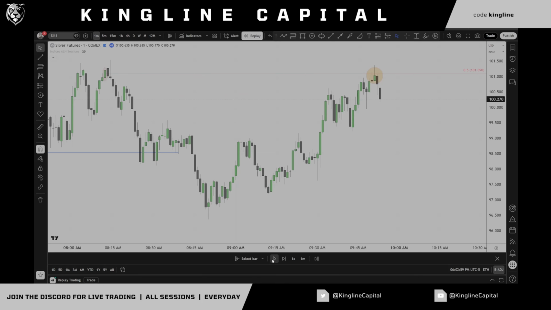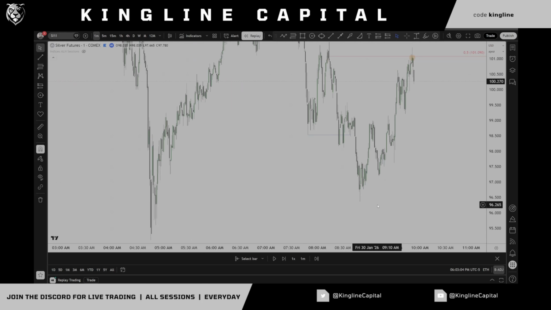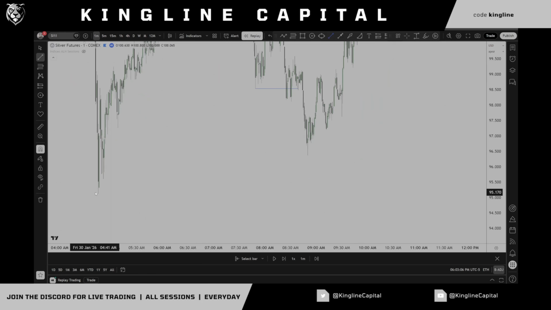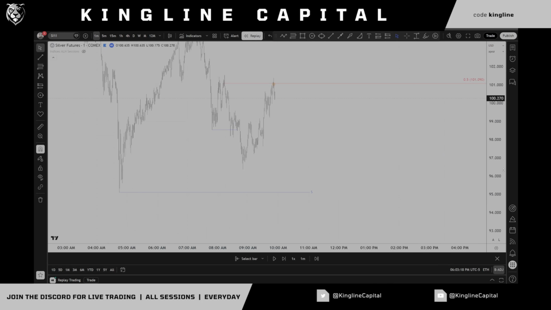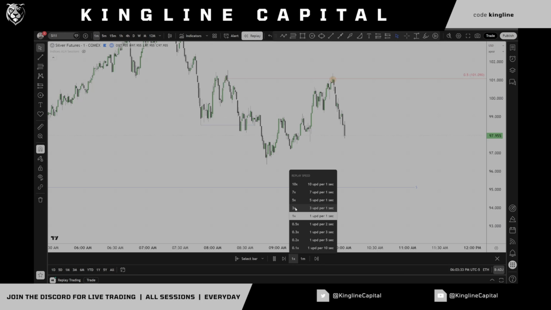Let's continue the replay and see how it plays out. Remark up my liquidity level. That's my final target. Really strong move at first. Great move. Speed it up a little bit.